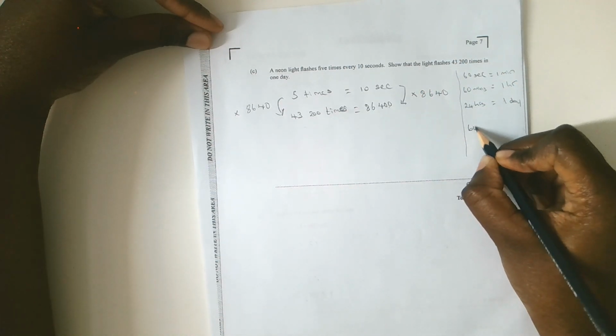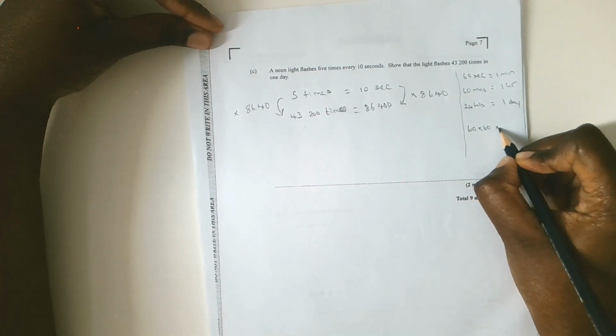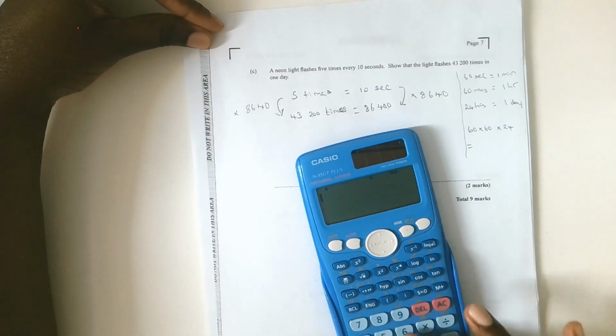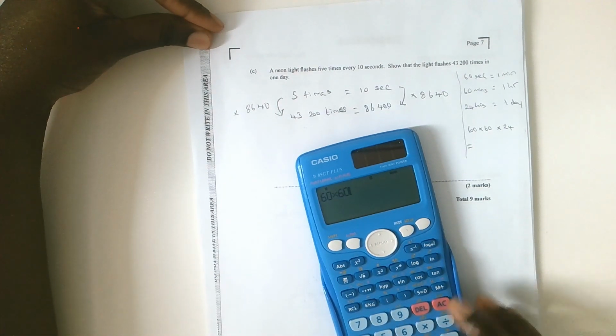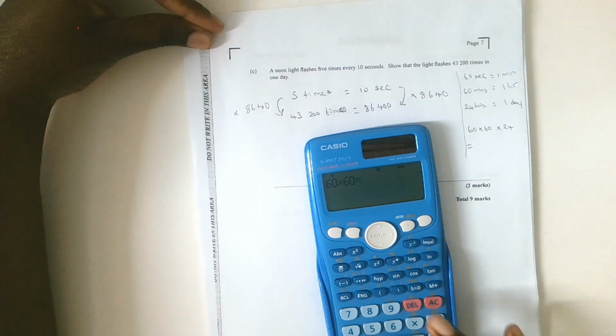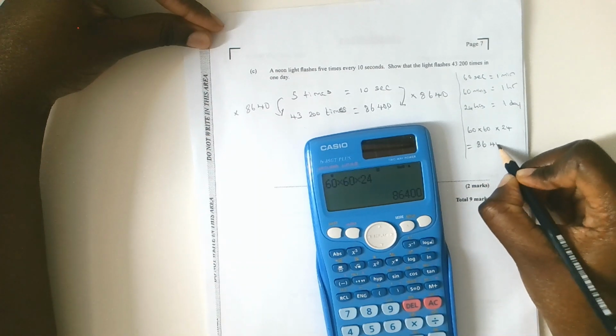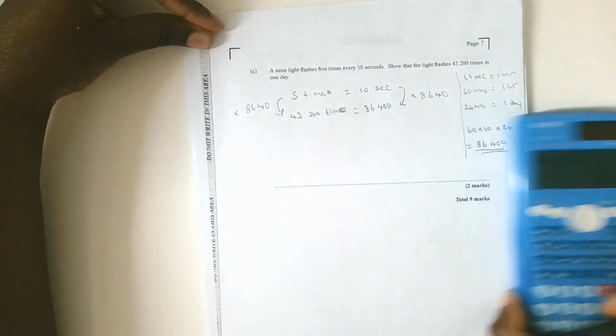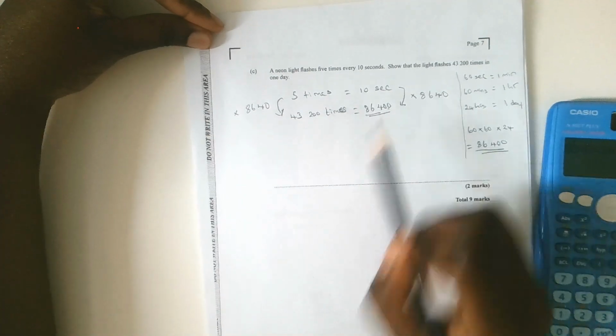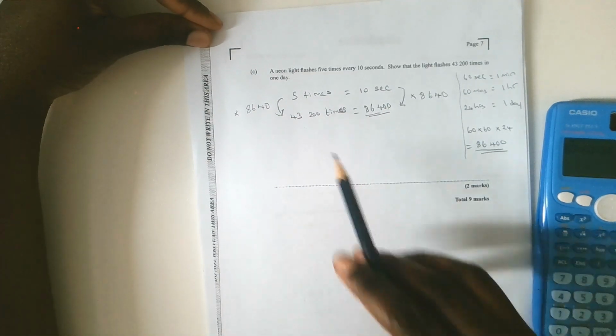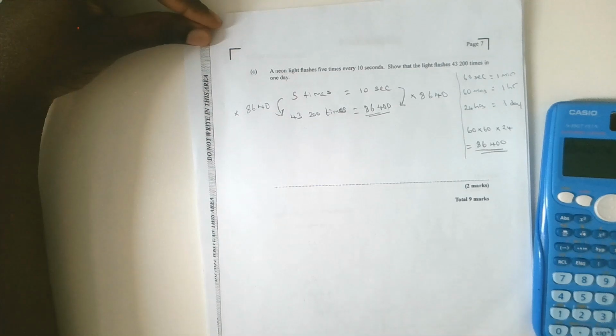So multiplying 60 by 60 by 24, 60 times 60 times 24 is equal to 86,400, which is the same exact value as what we got here. So that's how we prove that the light flashes 43,200 times in one day.